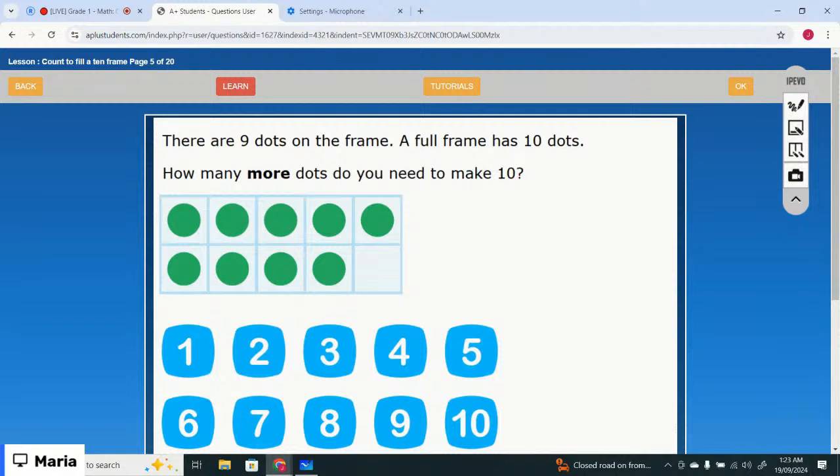There are 9 dots on the frame. A full frame has 10 dots. How many more dots do you need to make 10? So which is the correct option?